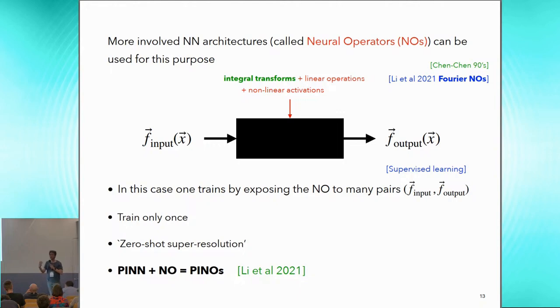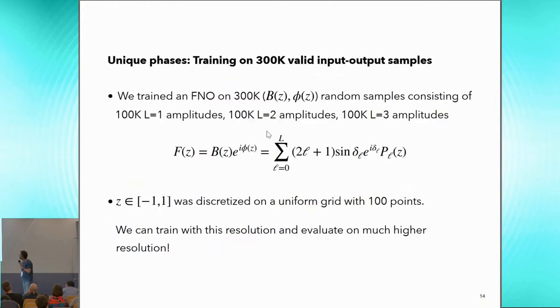Okay, so let me show you some examples, and then I will conclude. One of the things we did is we took one of these neural operators called Fourier neural operator. It does basically all these integral transforms in Fourier space. That's why it's called the Fourier neural operator. We trained it on 300,000 B-phi's, which consisted of 100,000 L equals 1 amplitudes, 100,000 L equals 2 amplitudes, and 100,000 L equals 3 amplitudes.